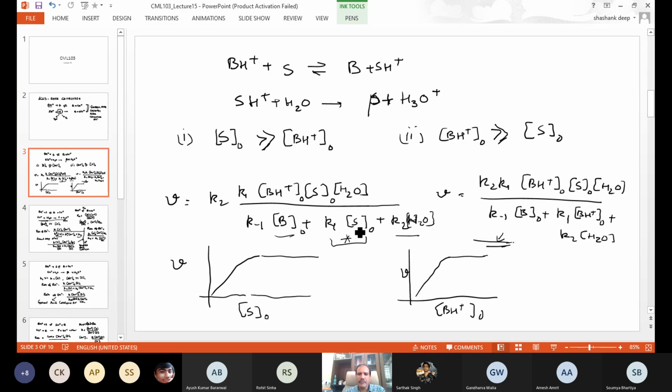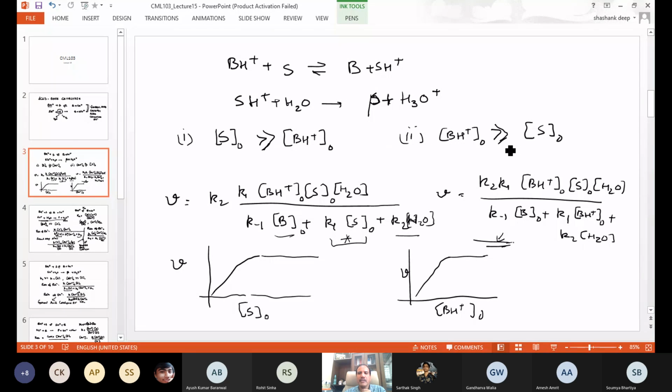Because now we are expressing in terms of initial concentration, we take K1 S naught if S naught is quite greater than BH+ naught. Remember, S naught is in excess. In that case, there will be an S naught term in the denominator, plus K2 into H2O. Since we have done so much practice, we know what the rate of reaction will be.